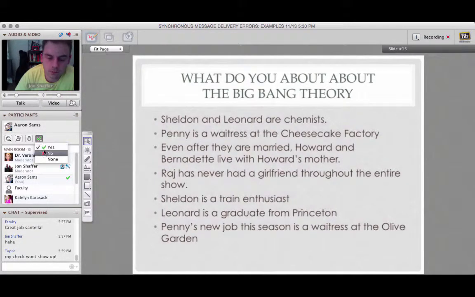So first question, true or false using the green check or the red X. Sheldon and Leonard are chemists. Can I get a green check if that's true, and a red X if that's false.